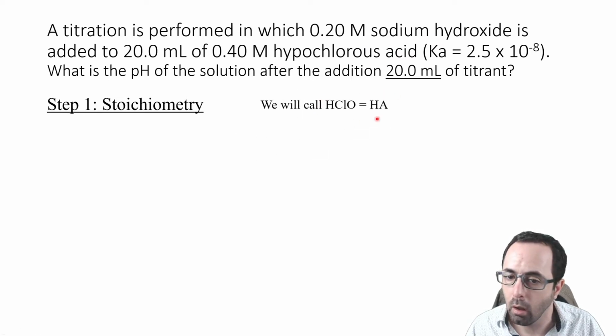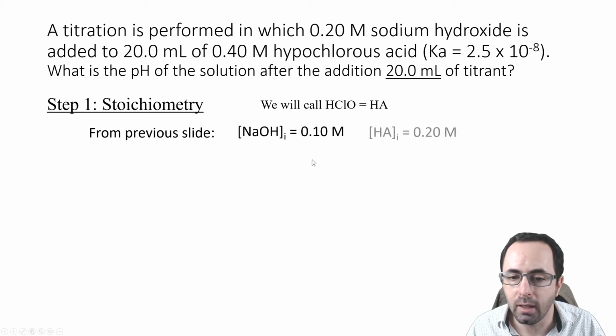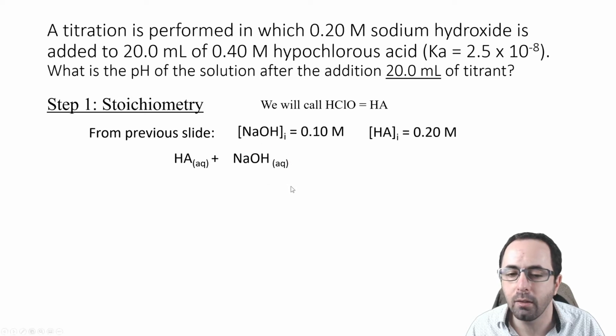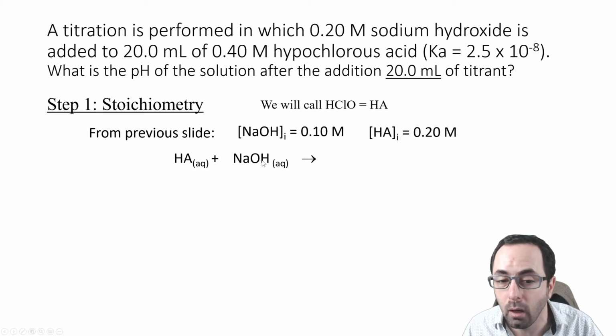So we're going to call the hypochlorous acid HA again, and we're going to keep our initial molarities that we had, and we're going to write our equation. The weak acid, HA, is reacting with the added sodium hydroxide. This is a one-way reaction. The stoichiometry is one way because we're assuming 100% reaction of the strong base.